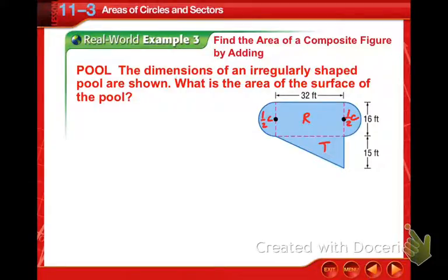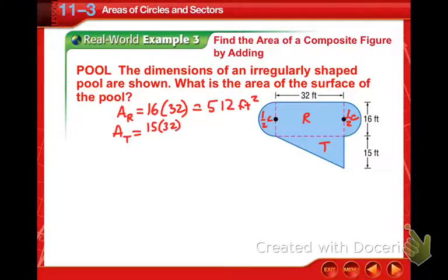So we're going to find the area of a rectangle, which is length times width, so 16 times 32. And that comes out to be 512 square feet in this case. And we're going to find the area of a triangle. In this case, our height is 15. Our base is the 32 still. And we're dividing that by 2. So that comes out to be 240 square feet.